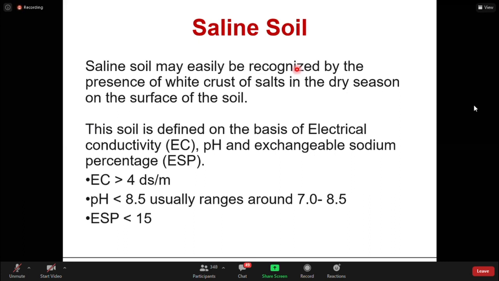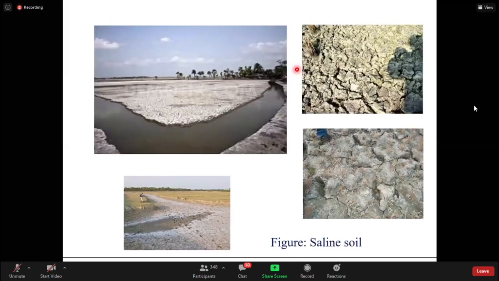Saline soil may easily be recognized by the presence of a white crust of salts on the surface of the soil in the dry season. If you go to the saline zone, our coastal belt, southern Bangladesh, I believe some of you are already from those areas and have practical experience of how the soil looks there. If you look at the soil, you will find this deposition of salts, a white crust, on the soil surface especially during the dry period. This salinity problem is not a problem during the wet, rainy season. This problem is mainly in the dry season, when this salt crust or white salt deposition is visible on the surface of the soil. So those are saline soils.